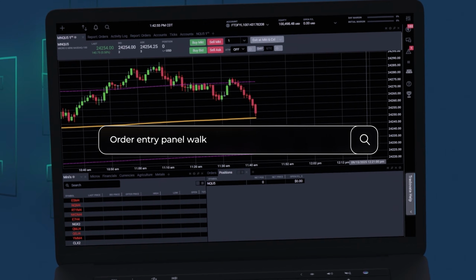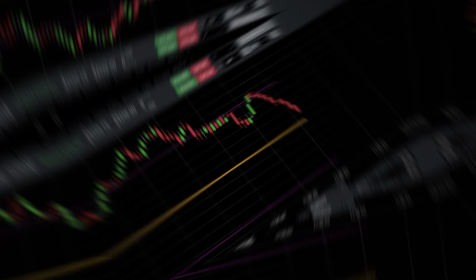Order entry panel walkthrough. First, let's find your order entry panel. It's usually on the top or right side of your screen. Here's what you're looking at.